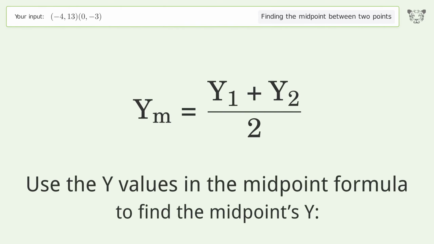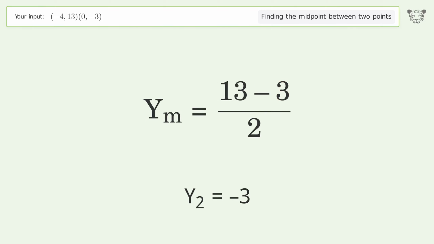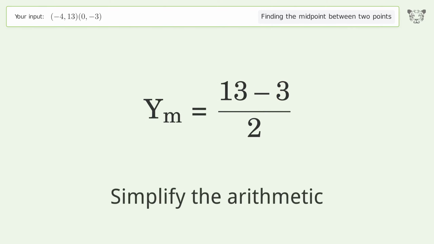Use the y values in the midpoint formula to find the midpoint's y. y1 equals 13. y2 equals -3. Simplify the arithmetic.